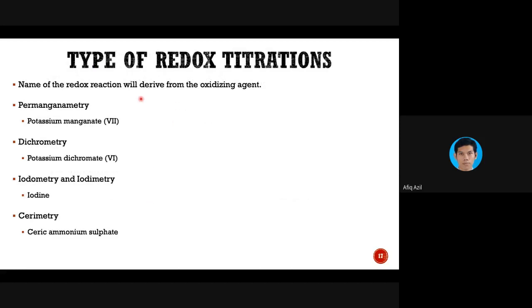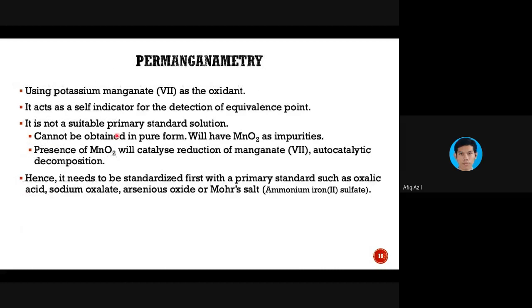Now on to the types of redox titration. So there are four main examples that I put here. One is permanganometry using potassium permanganate, and then you have dichrometry from potassium dichromate, and iodometry and iodimetry. So these involve iodine, and the last one will be cerimetry, or ceric ammonium sulfate. So we are going to look at the first one, which involves potassium permanganate.